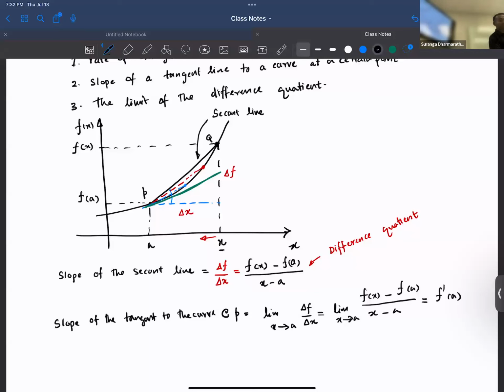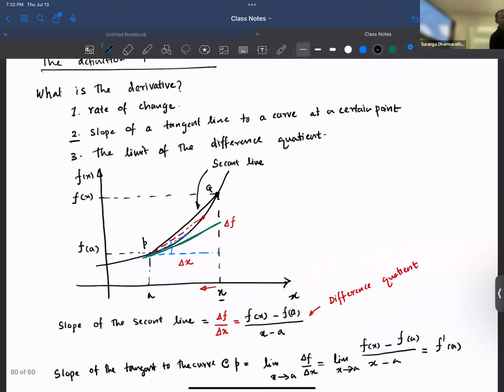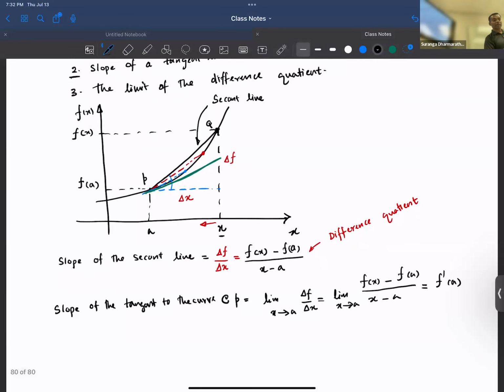So what did we start with? The second idea of derivative, the slope of the tangent line to a curve at a certain point, right? What did we find from the limit? We found the slope of the tangent line at x equal a. What does that mean? That is the derivative of function f at x equal a. Does that make sense? So this is also called, aka, the derivative.